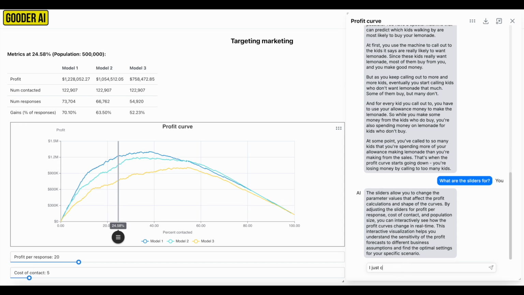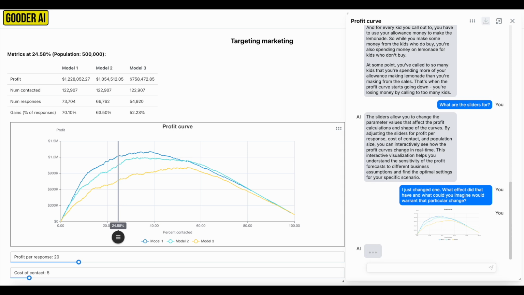I just changed one. What effect did that have? And what could you imagine would warrant that particular change?